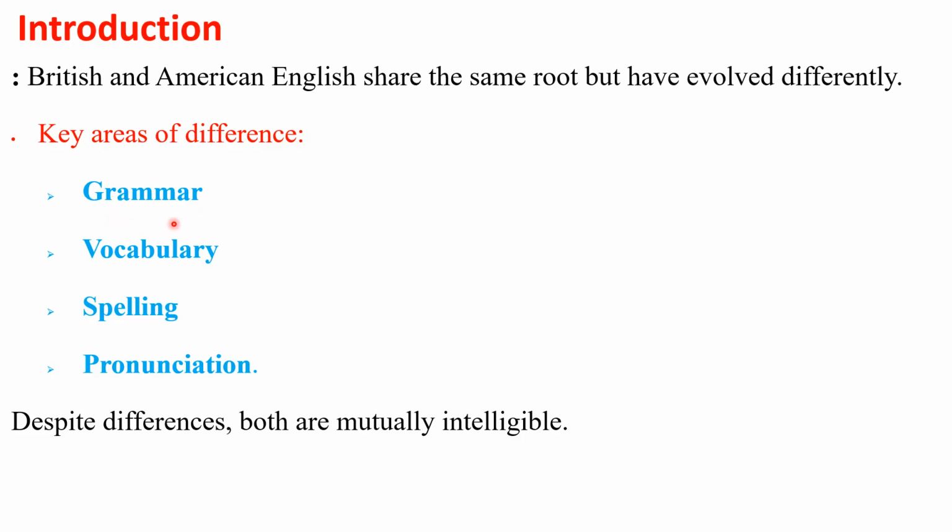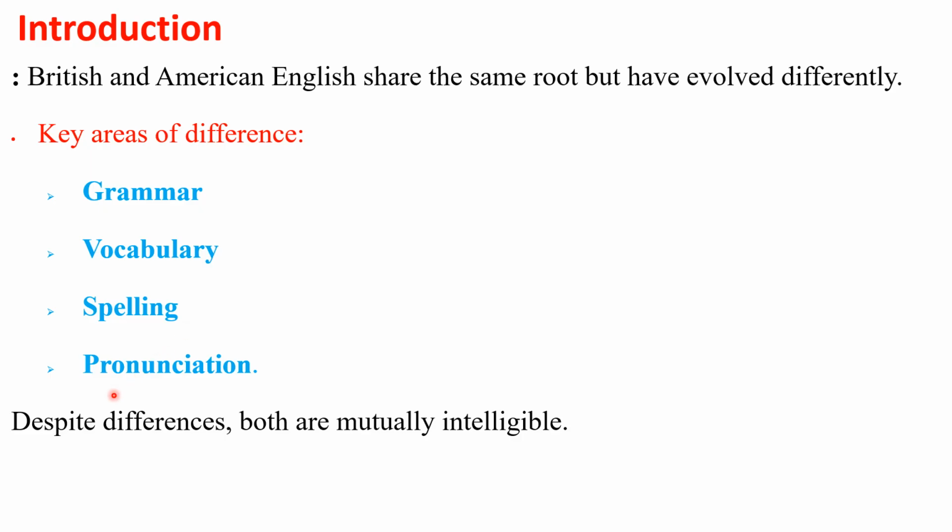In grammar, for example, there are some differences in the use of verb forms. In vocabulary, there are different words for the same things. For example, elevator in American English is called lift in British English. Let's see some examples for spelling. COLOR is the American spelling, whereas in British it is COLOUR.